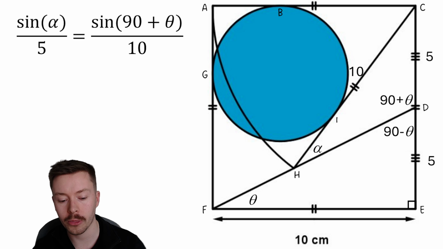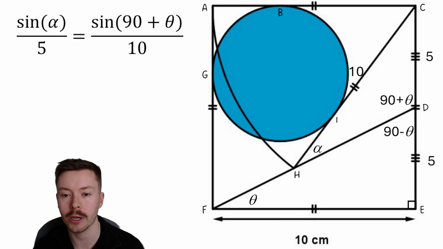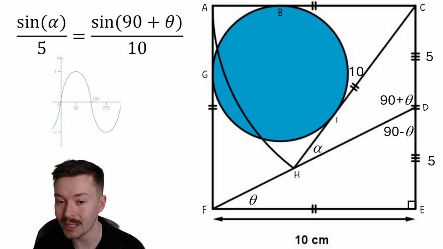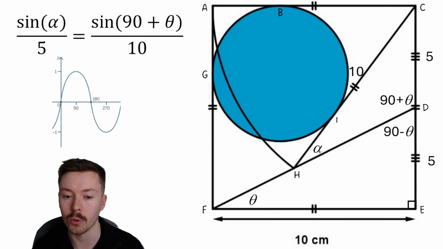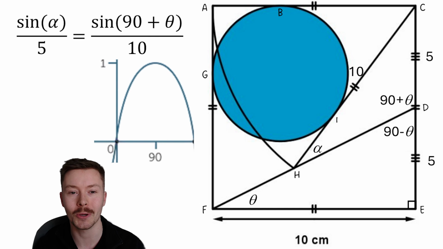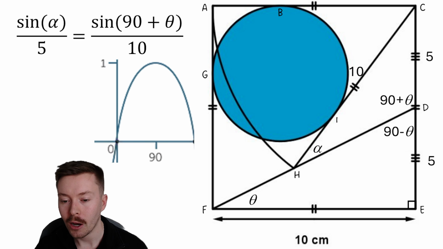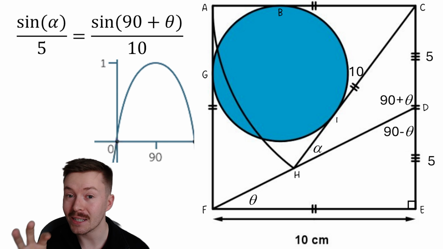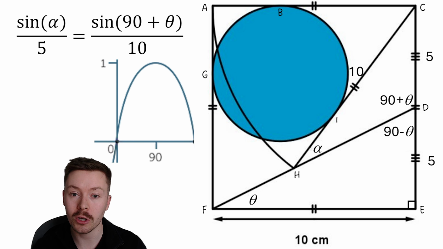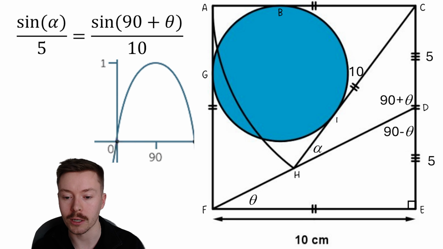Right, now a problem I've got here is trying to work out what sine of 90 plus theta is. Now I could work out the exact angles, but actually I don't need to, and I'm going to look at the sine curve here. And I'm going to make it a bit bigger so that you can see it if you're watching on your phone or any other small devices. I've isolated just the sine curve from 0 to 180.